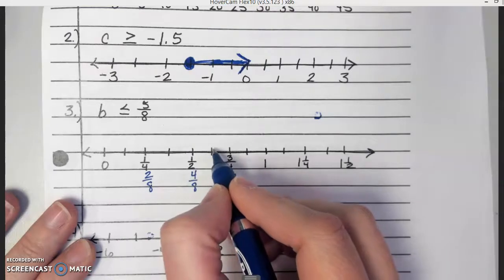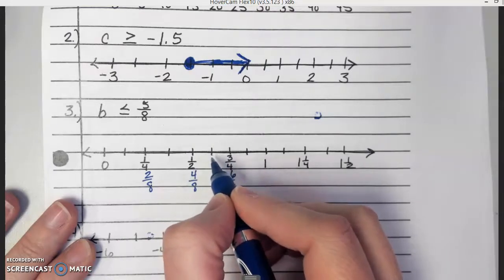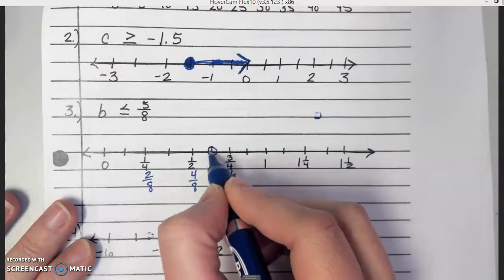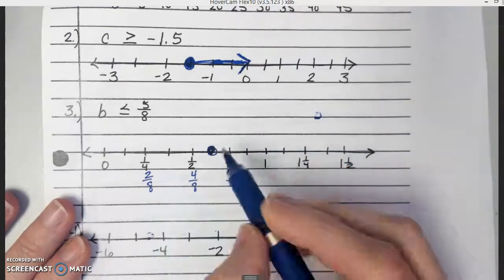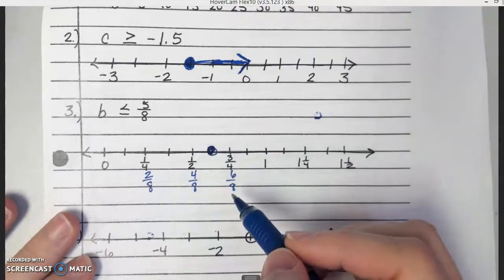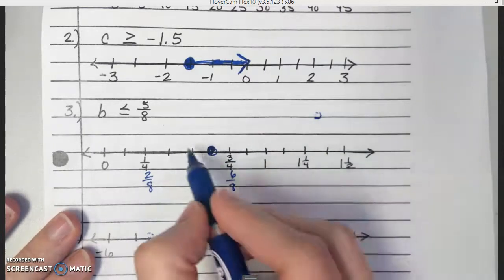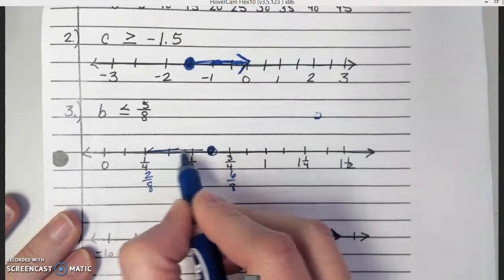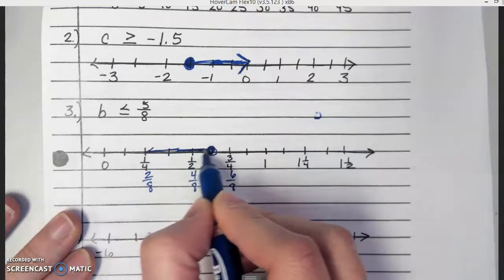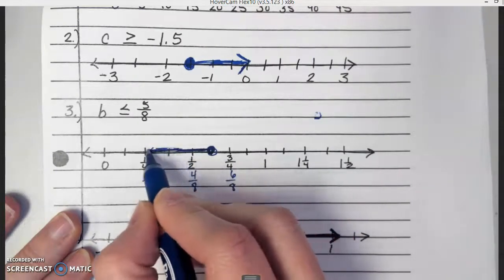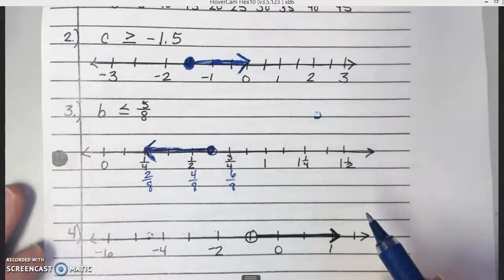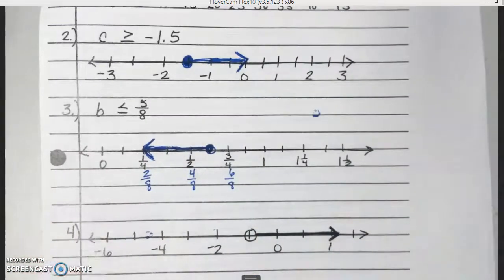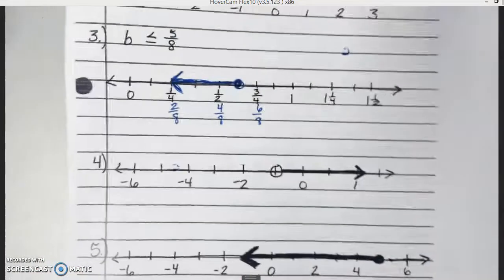So right here, and what kind of circle am I going to graph? A closed circle. Okay, am I going to draw my arrow to the left or the right if it's less? Left, less. They both start with L's. If it's less, we go left. All right. Any questions on that one? Let's go to number 4.